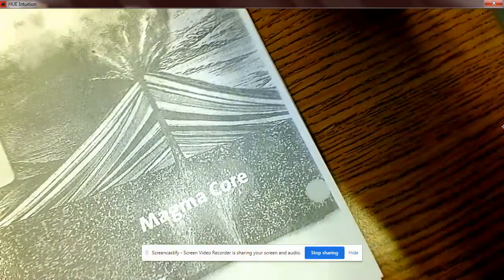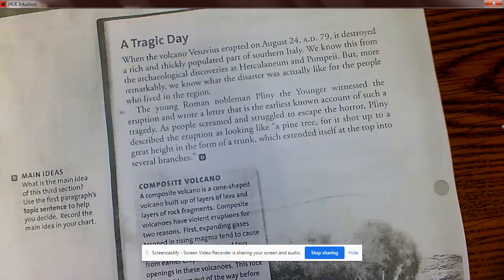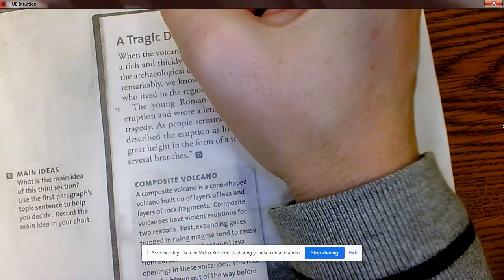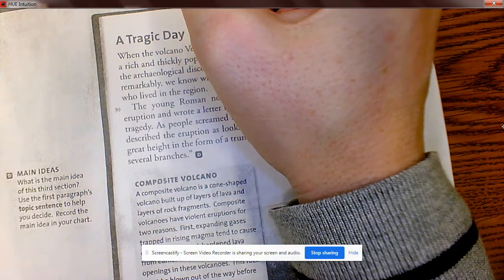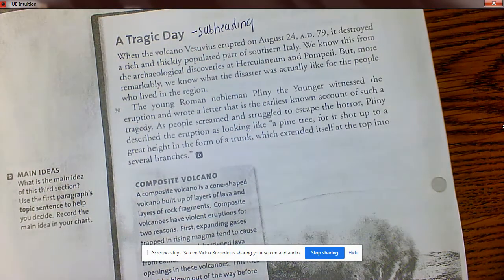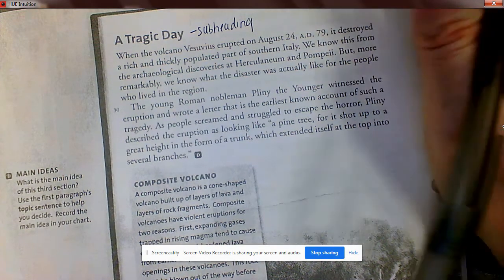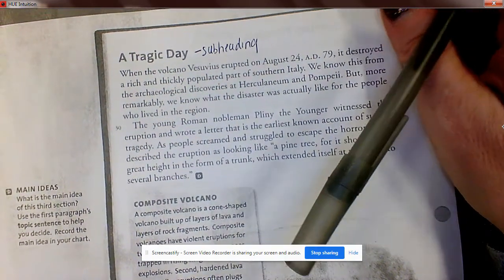So the next page, as I look at it, I know that my reading teacher talked to me about how to read nonfiction. And so here's another subheading, and I make sure that I read that. It tells me what this paragraph is going to talk about. And so this probably tells me about, obviously, the day that the volcano erupted. And I want to find the topic sentence so I know what the main idea is.